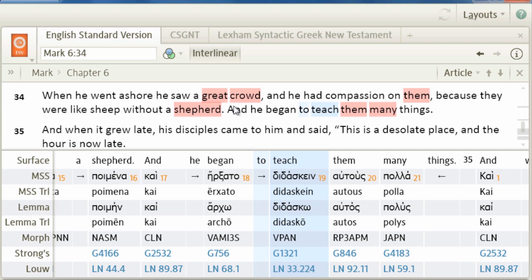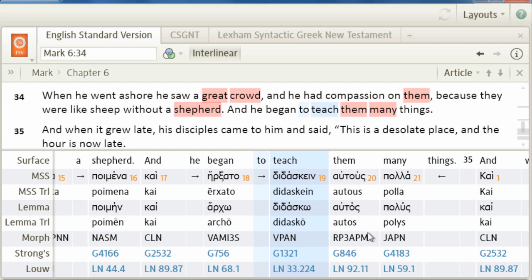But in this instance, the word great tells us something more about the word crowd. It describes the size of the crowd. Over here, them doesn't describe something more about many. Them is the object of the word teach. Or as we have in Greek, autos is the object of didaskein. But since it's a verb of communication, it also takes a second object, and that's where pala comes in, which is translated many things. Now you'll notice that this kind of information isn't captured in the reverse interlinear pane.